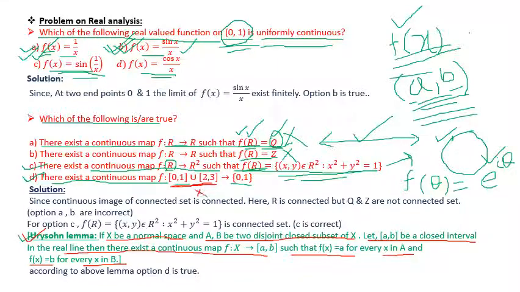So according to this lemma, as you can see, A and B are two disjoint closed sets of X. So you can consider this total set, [0,1] union [2,3], as capital X. This [0,1] is capital A, and this [2,3] is capital B. Now just compare this mapping with this mapping. As you can see, it is possible that f of x equals a for every x belonging to A, and similarly f of x equals b for every x belonging to B. So it is possible to find such maps according to the Urysohn lemma. So that's it. Thank you.